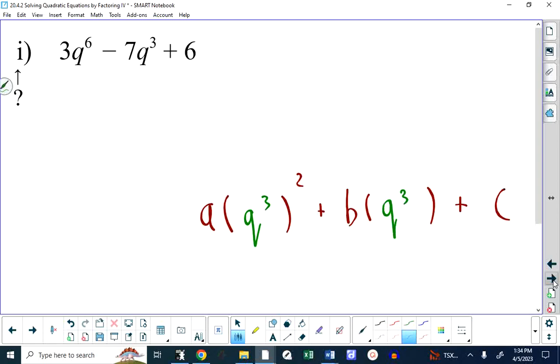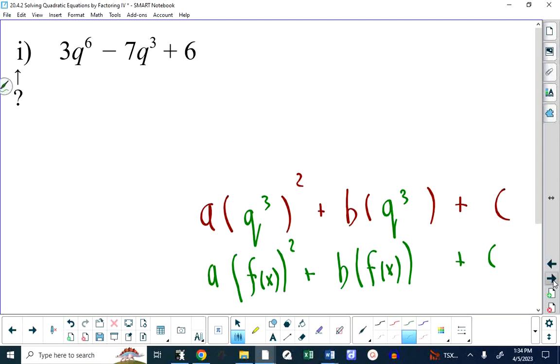This is what I meant by A times a function of x, quantity squared, plus b times a function of x plus c. It could be a puppy squared plus b puppy plus c. It could be a times q cubed squared plus b times q cubed plus c. It could be anything. So we're going to dive right in and factor this by trial and error, or inspection if you like. This must be 3q cubed. This must be q cubed.